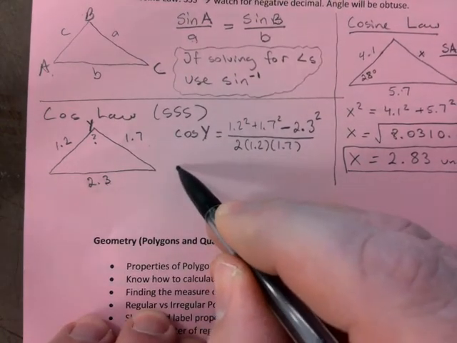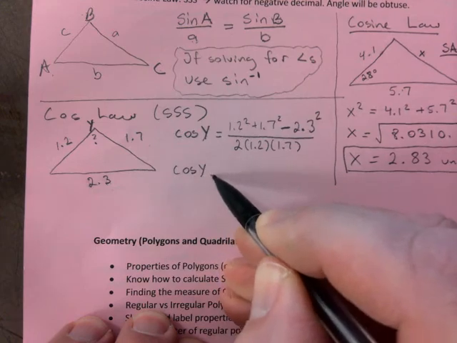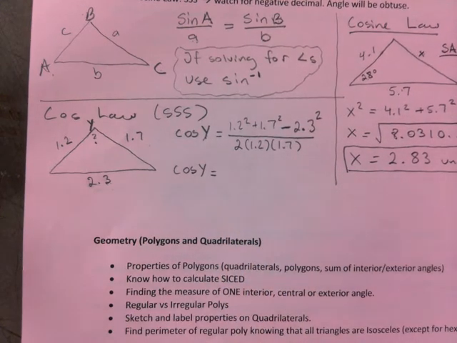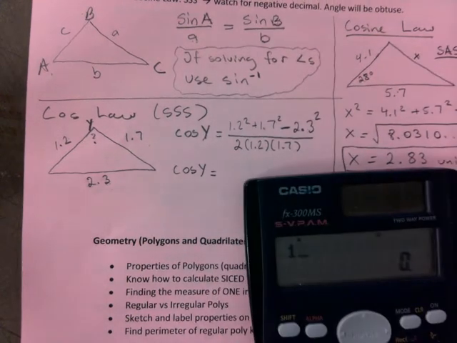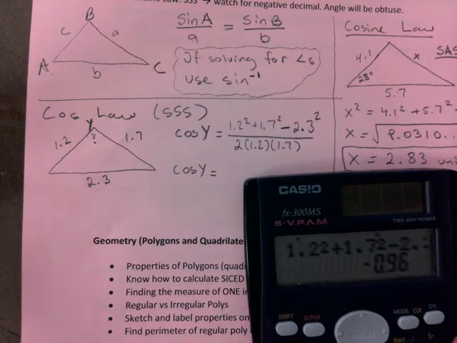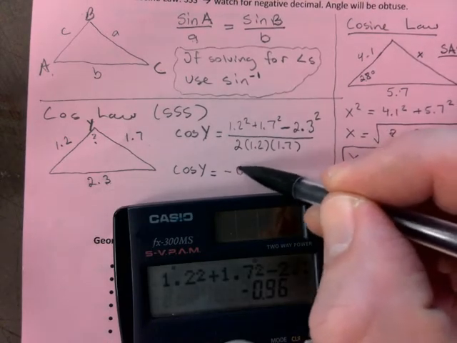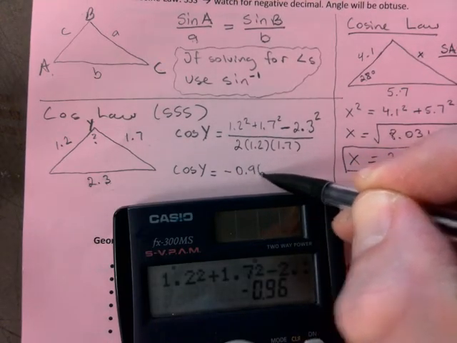And let's clean that up a little bit. And this is how I do it. I go 1.2 squared plus 1.7 squared minus 2.3 squared. And that gives me negative. Use all decimals, okay?